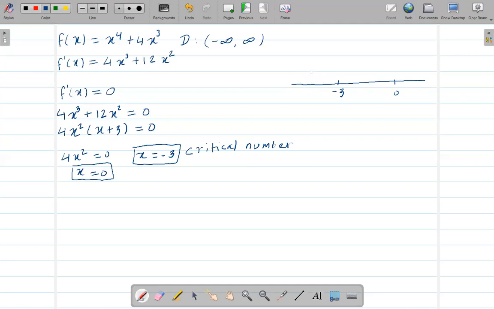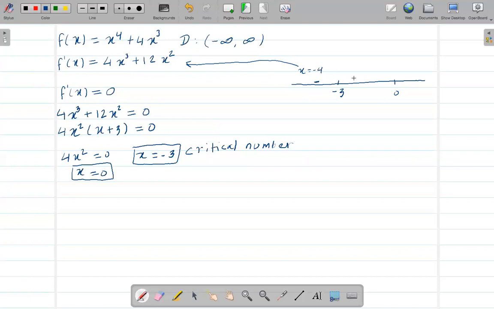If you pick any point, let's say x equals -4, then plug this into f prime. When you plug x equals -4 into f prime, you will get this part. You can do this on your own, I'm not going to do it. So you're going to get this negative. You get this region negative.